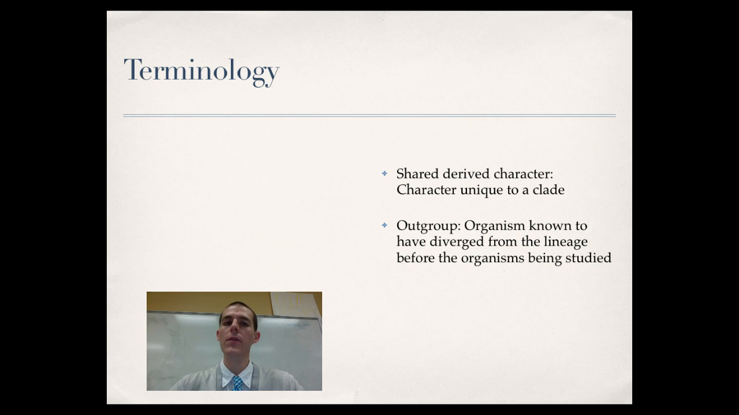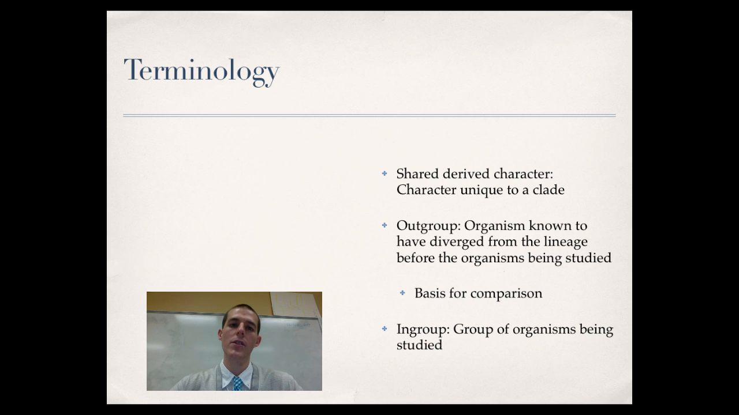Then, for the purpose of constructing a tree, you need to know the term outgroup. An outgroup is an organism known to have diverged from the lineage before the organisms being studied. This is your basis for comparison. You could call it your control group. It is kind of our standard that we are going to compare against. And then the in-group is the group of organisms that you are actually studying.